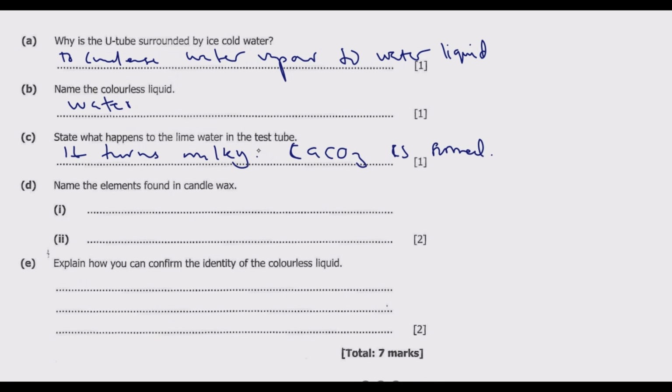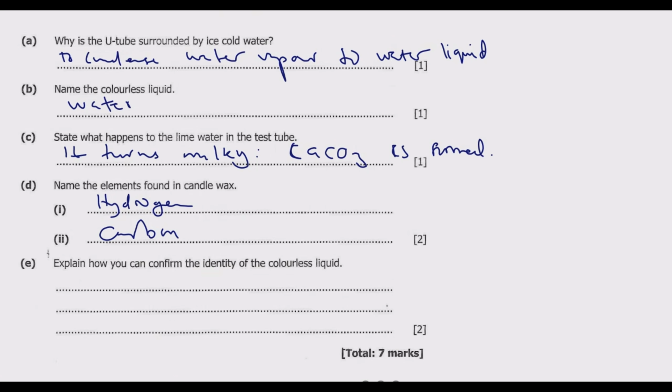D: name the elements found in the candle wax. The candle wax is made up of hydrocarbons. Hydrocarbons are hydrogen and carbon. That's the composition of hydrocarbons. So these are large hydrocarbons that make up the candle wax.